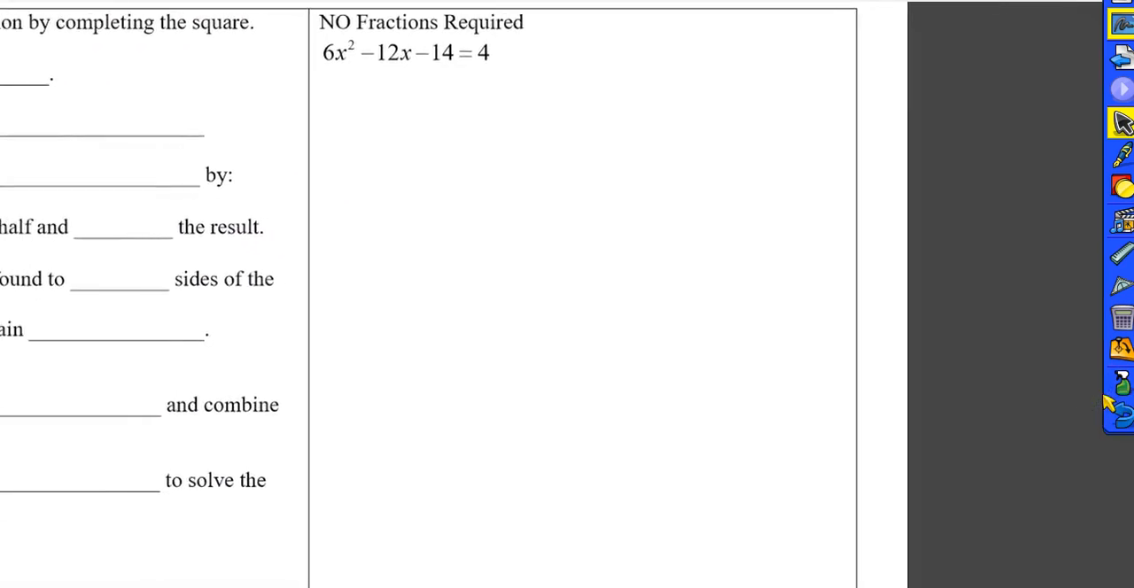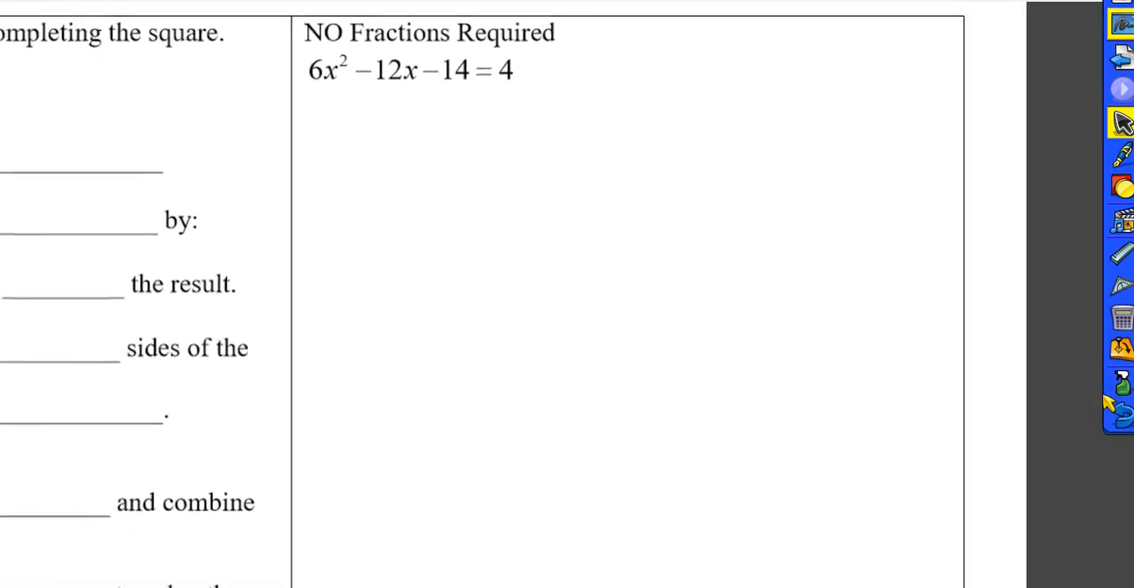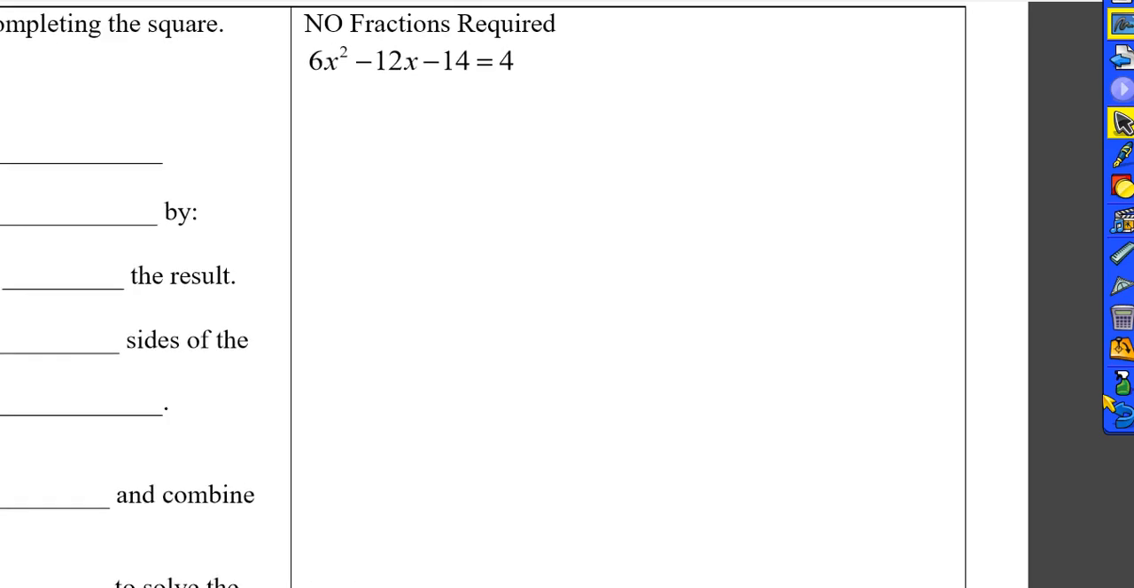Okay, so we're going to start with this example, no fractions required. So it's not so cumbersome to solve a quadratic using completing the square if you don't have fractions once you get started. Okay, first what we want to do, like I said, do step 2 before we do step 1, is to get the x's isolated and the constant on the other side. So we're going to add 14 so that we get 6x squared minus 12x, leaving open a space for completing the square, equals 18.